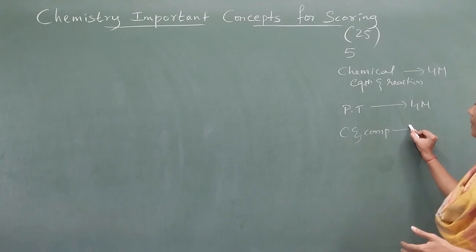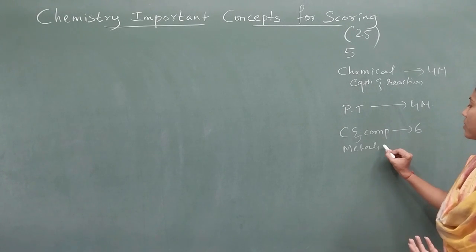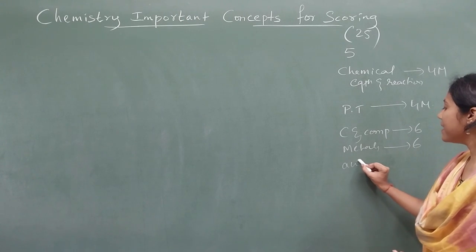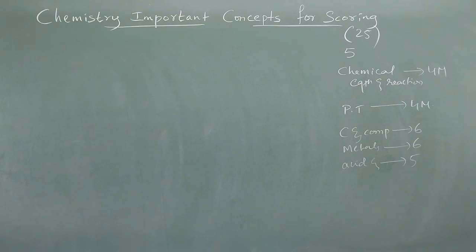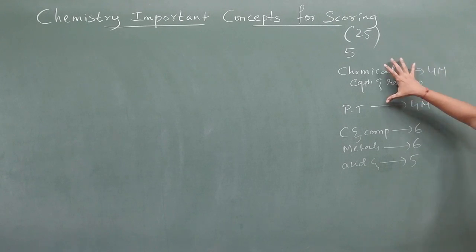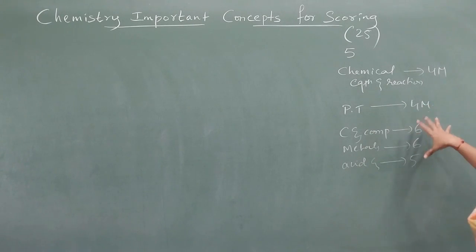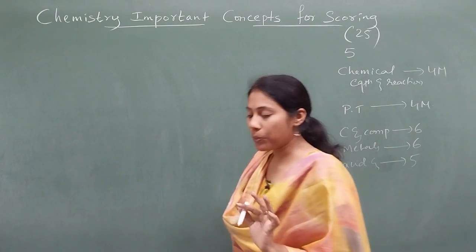Then the carbon and its compounds chapter can be asked for 6 marks. The metals and non-metals chapter also can be asked for 6 marks, and the remaining is acids, bases and salts, which can be asked for 5 marks. This is how we can break the 25 marks chapter wise. But this is not 100% true, some variations do happen. All the 5 chapters together make 25 marks, and every chapter is important here.